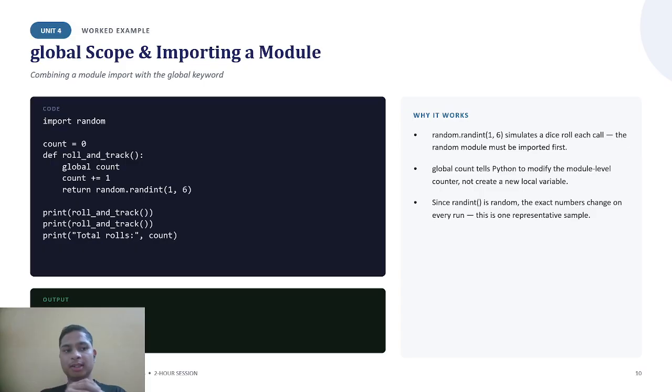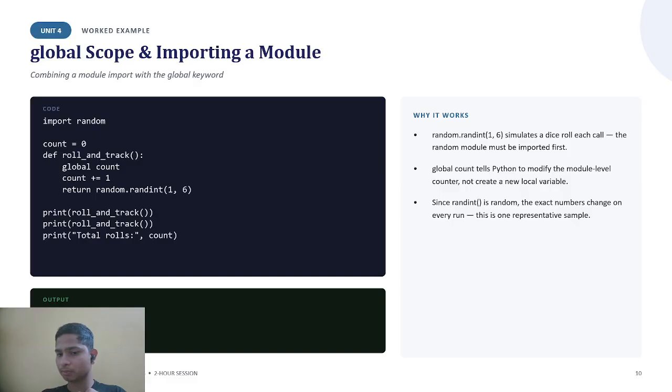So this means combining a module by importing it with a global keyword. Let's understand how it works. random.randint(1, 6) simulates a dice roll each call, and the random module must be imported first. So we are importing random. After that we are counting it with zero. Let's understand: global count tells Python to modify the module-level counter and not create a new local variable.